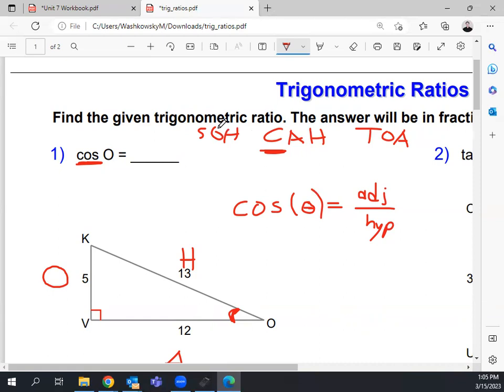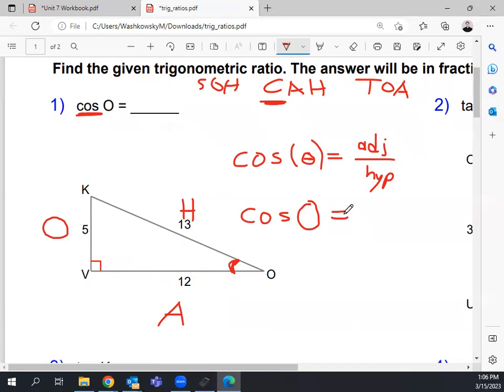So remember, that's why we use SOHCAHTOA. That's how you memorize all three of those formulas, just through those 9 letters. So now what we're doing is we're just plugging in our formula. So cosine of angle O, because that's what it is here. My adjacent I can see is already, it's just 13.